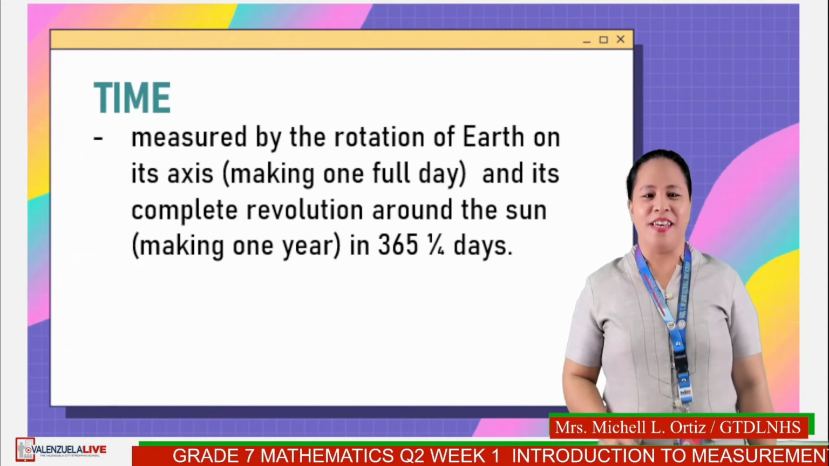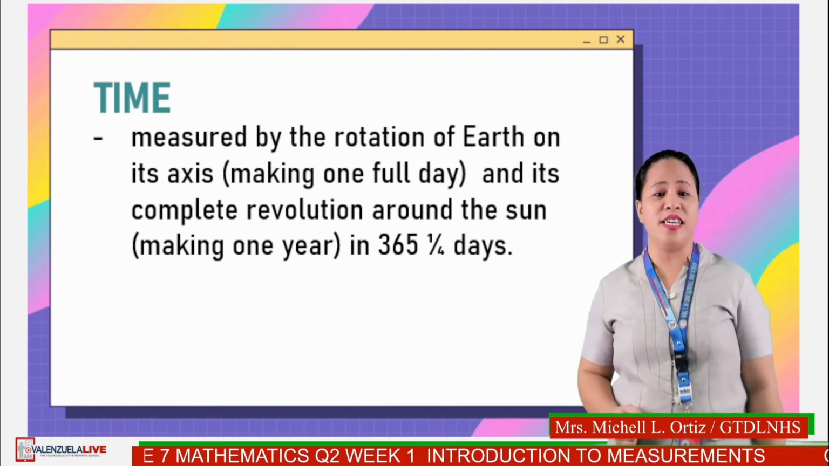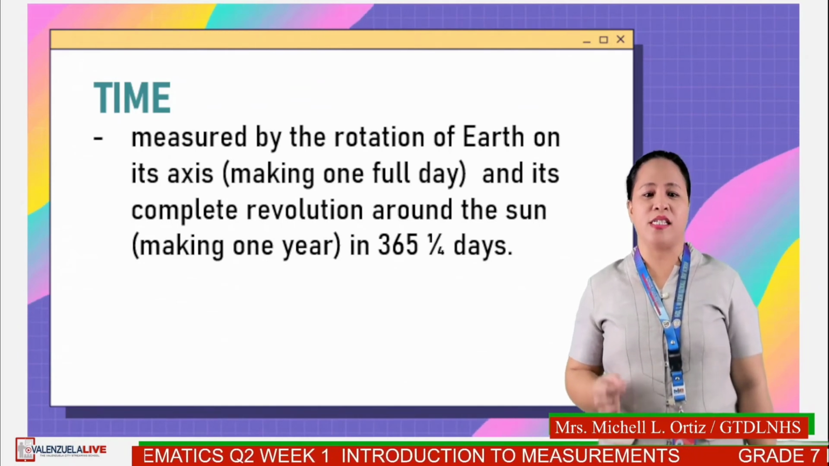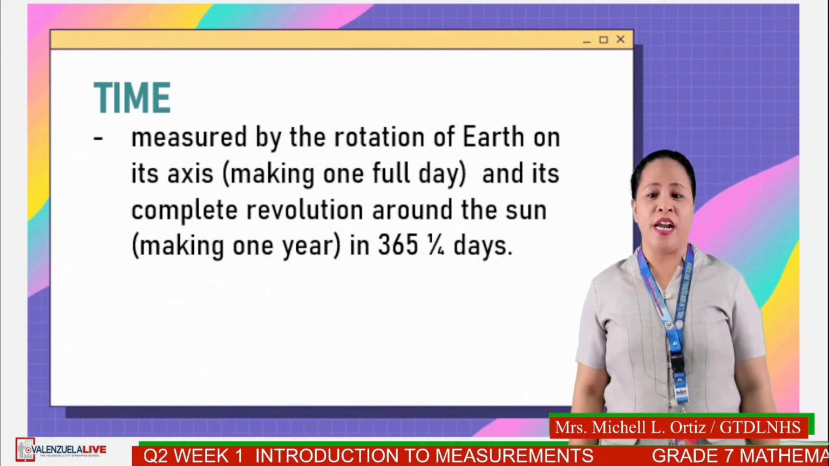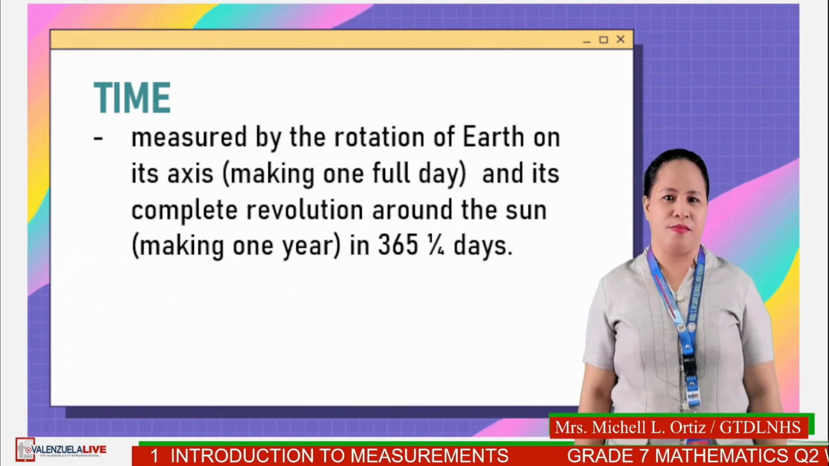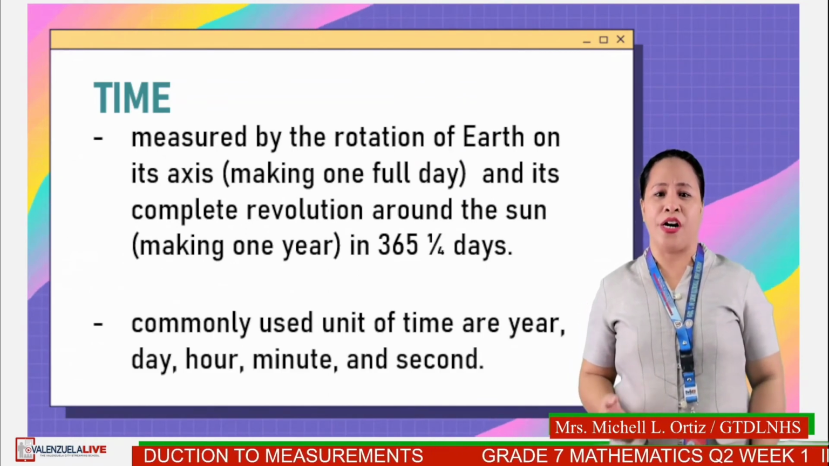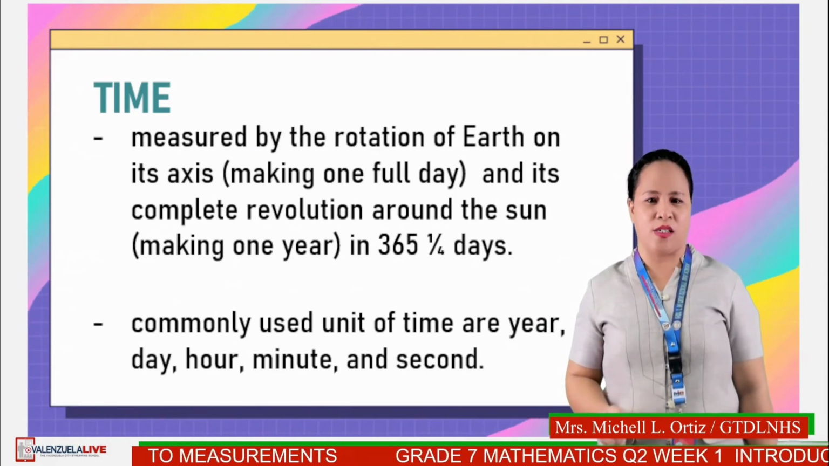4. Time, measured by the rotation of Earth on its axis, making one full day, and its complete revolution around the Sun, making 1 year in 365 1/4 days. Commonly used units of time are year, day, hour, minute, and second.